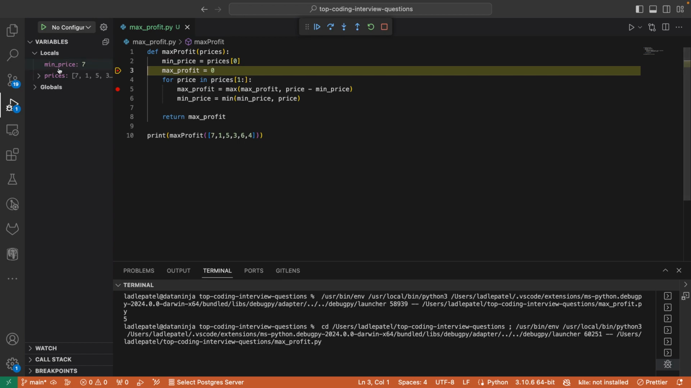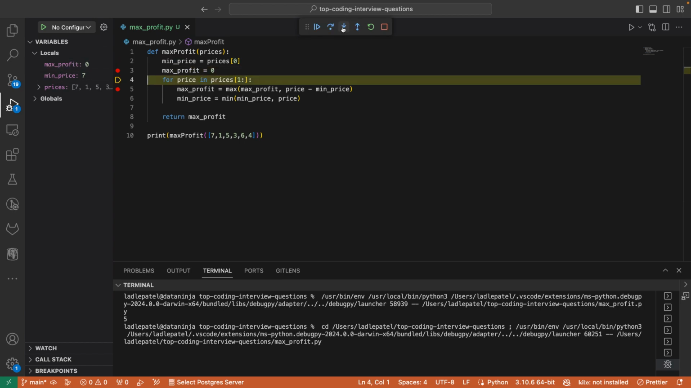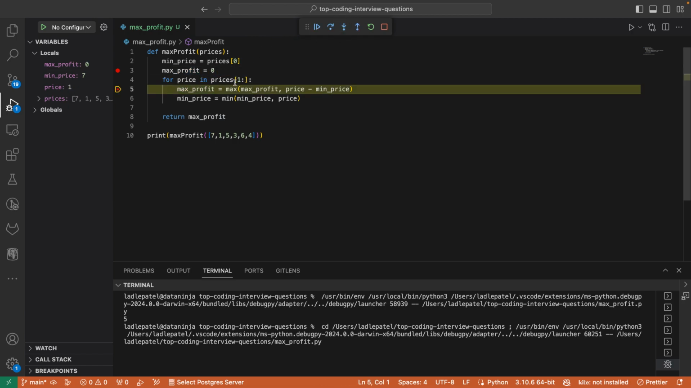For the first time, the minimum price is 7, right? The maximum profit is 0 for the first time. Next, I'll compare from here. The first element is anyway there, right? I'll compare from here to here. The price is 1, second day, right? 1 minus the minimum price, which is 7, so 1 minus 7 is minus 6. What's the maximum profit? 0. So you take the maximum of 0 and minus 6, and you will get 0 here.